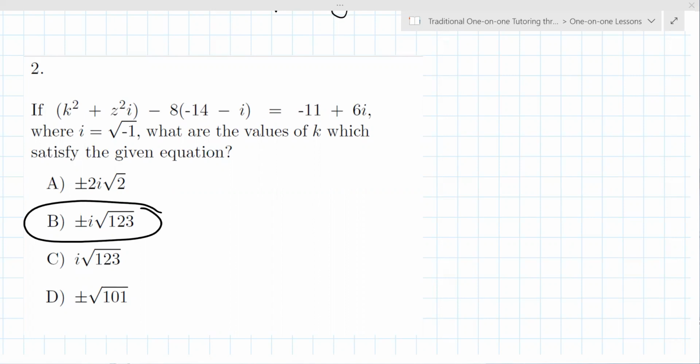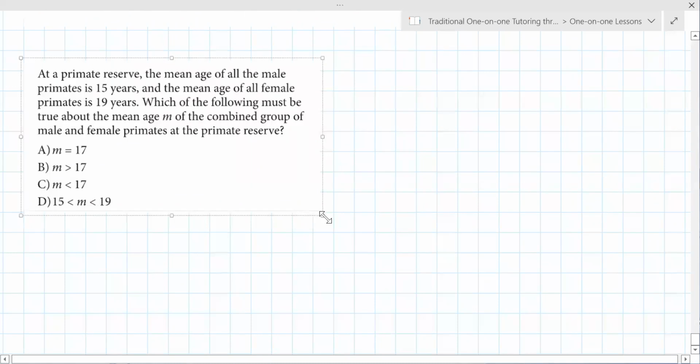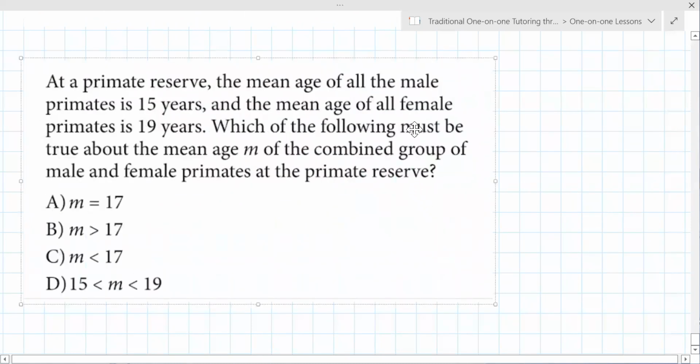Let's quickly move to some statistics questions. This is what I wanted to get to that I didn't quite have time for yet. These are some story problems. We're going to have to read them, and there's a lot here. So we'll just go through as many as we can, but definitely want to do these. All right, at a primate reserve, the mean age of all the male primates is 15 years, and the mean age of all female primates is 19 years. Which of the following must be true about the mean age M of the combined group of male and female primates at the preserve?